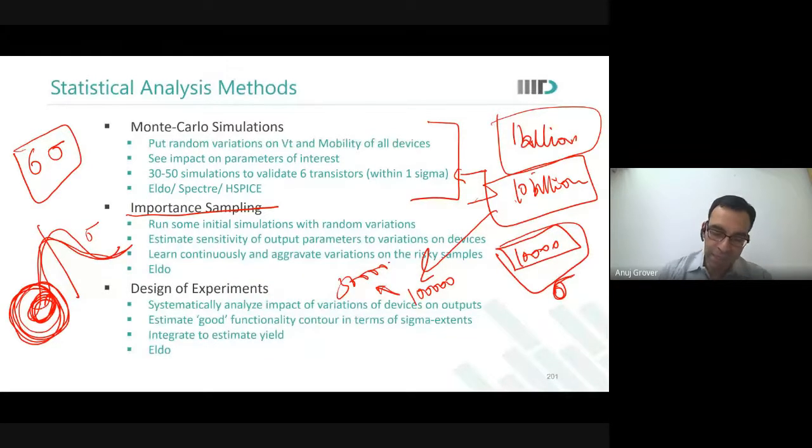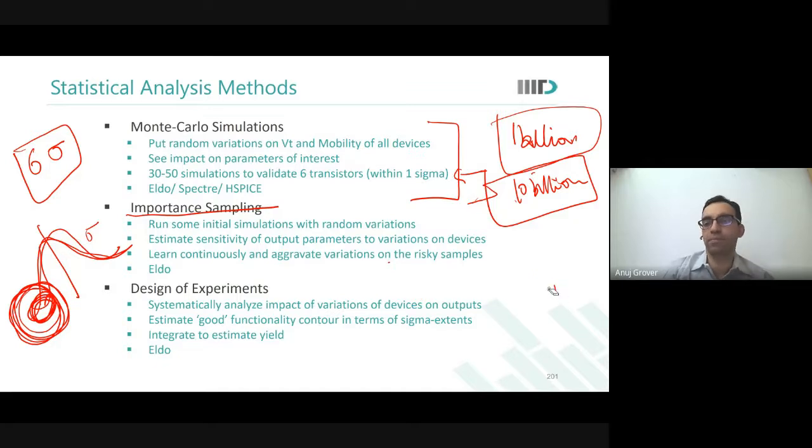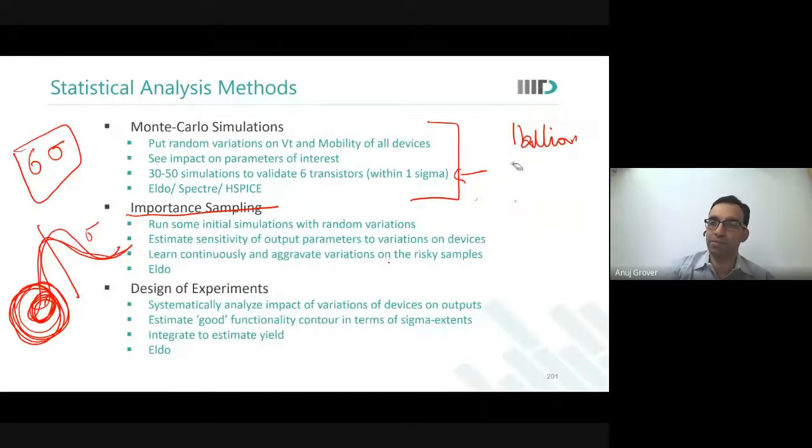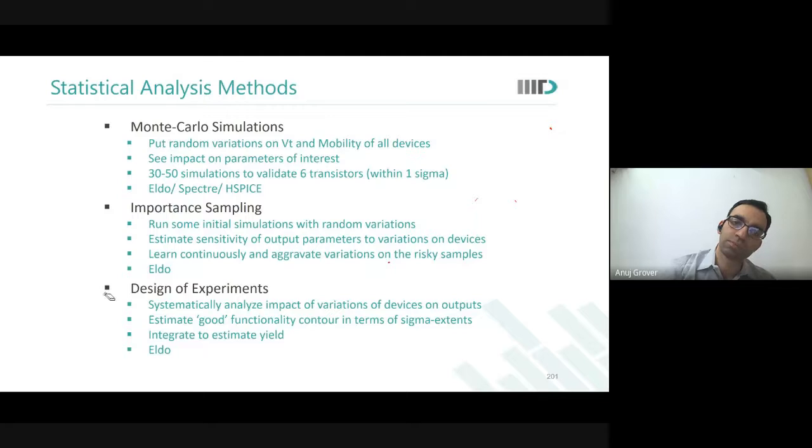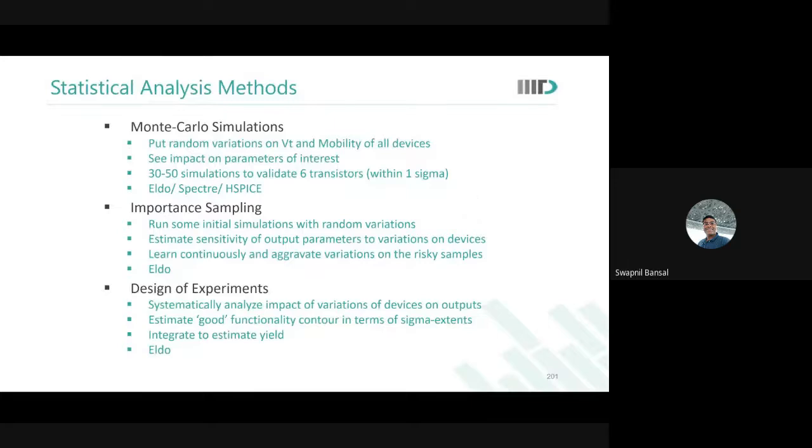Okay. Then there is another technique called design of experiments. In this technique, what we say is we will not do Monte Carlo at all. What is Monte Carlo doing? What does Monte Carlo do according to you? For the devices which you have in your circuit, Monte Carlo would vary the device parameters such as the threshold voltage and its carrier mobility to check for different random variations like we saw earlier.